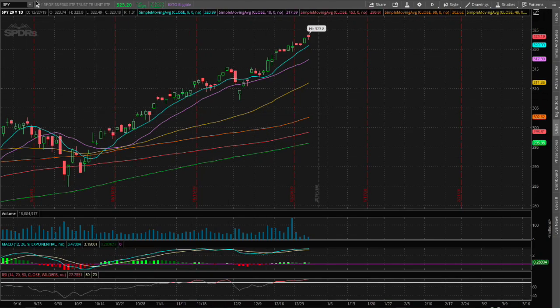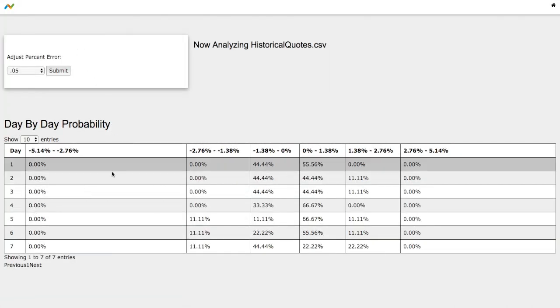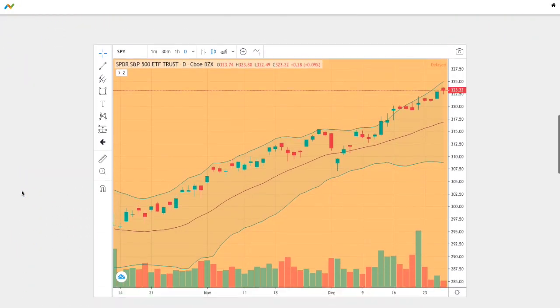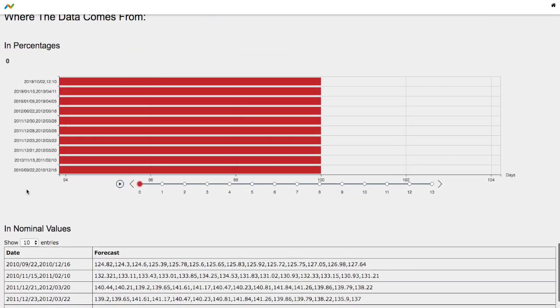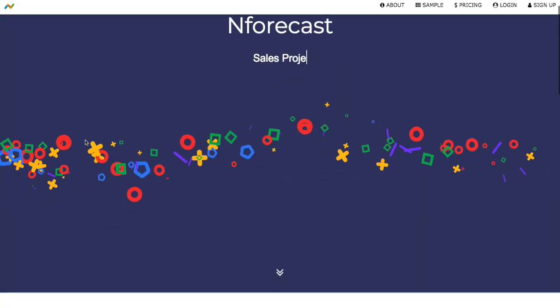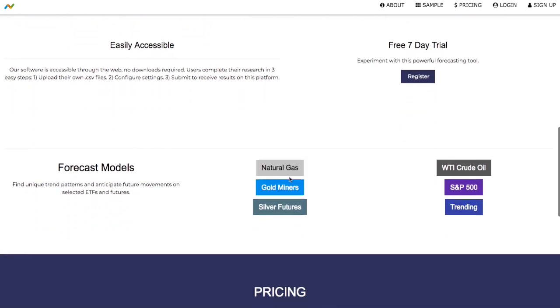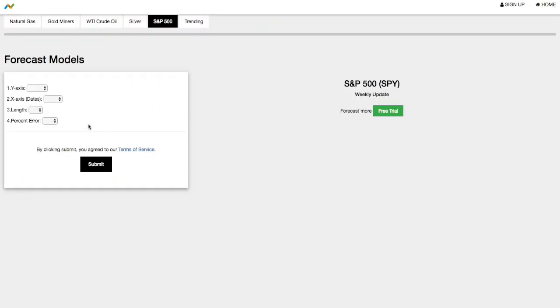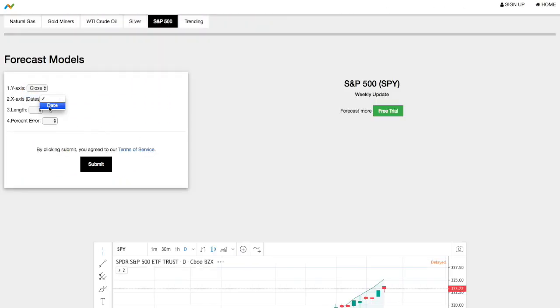Hello viewers, in this video I'll be going over the S&P 500 ETF, ticker symbol SPY. We'll be going over the day-by-day probability and the forecast model for the S&P 500. The forecast model is now available in the link below, so do check it out. For the S&P 500 you'll see all the models that we do not go over in the video.